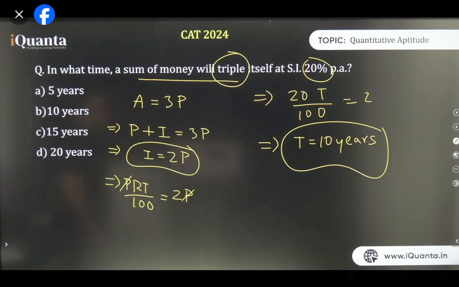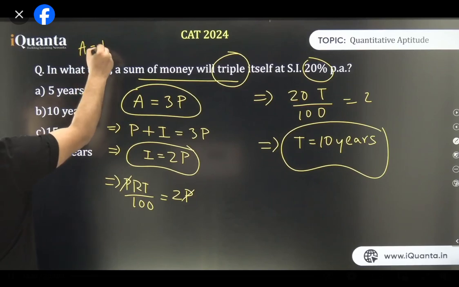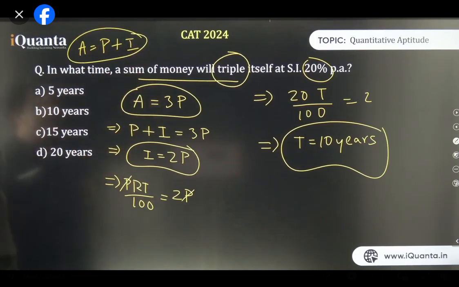PTR 100 2P क्यों किया? देखो लिखा है ना. Amount is 3 times principal, and amount का मतलब क्या होता है? What is amount? Amount is P plus I. So I replace amount with P plus I in the left hand side. All right. Now it is clear to all of you.